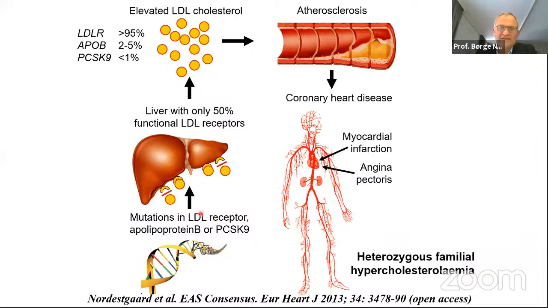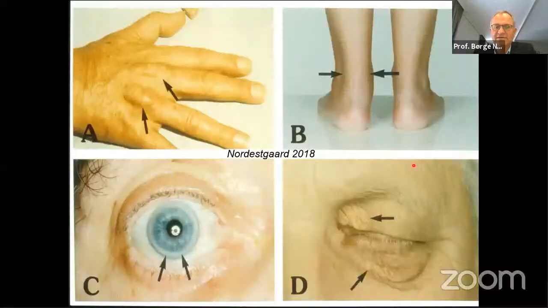In FH, you have mutations in the LDL receptor, apolipoprotein B, or PCSK9. The LDL receptor is here in the liver, connected with LDL. ApoB is the protein on the LDL, and PCSK9 recycles the LDL receptor. Then you have a liver with only 50% functional LDL receptors and very high LDL cholesterol. Most important is the LDL receptor mutation, accounting for more than 95%, leading to premature atherosclerosis and coronary heart disease, myocardial infarction, and angina pectoris.